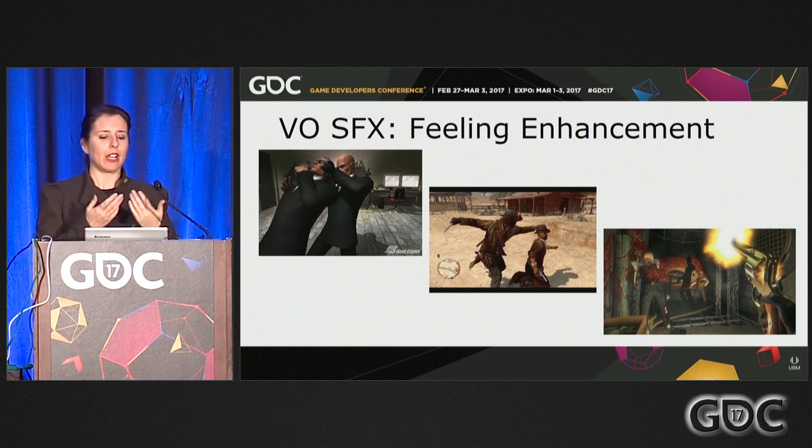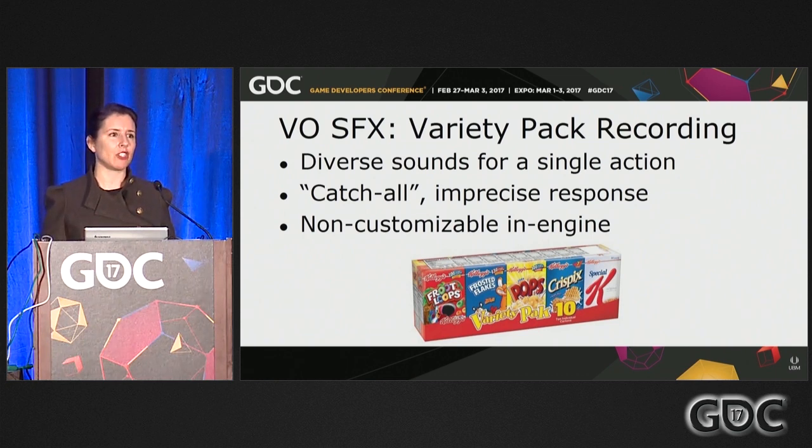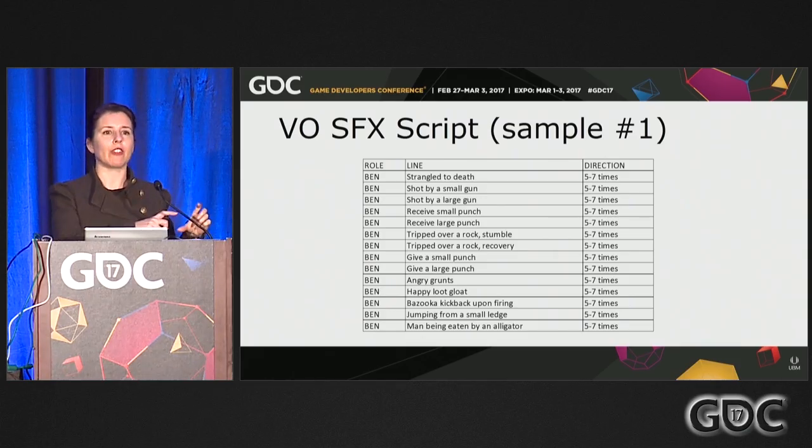reflected back to them. The way that we used to record these types of voiceover sound effects, we would record them as what we called a variety pack. So we would make diverse sounds for a single action. They were kind of catch-all, sort of an imprecise response. They're non-customizable in engine. Let's say you have a bank of 20 sounds coming from a script like this, 20 strangle to deaths. So you have maybe some wet ones, maybe some short ones, maybe some long ones. And the engine is going to randomly call them from the sound bank.